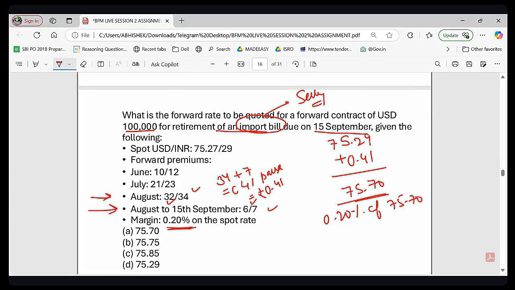Answer is C. So margin is to be added. Very good. Margin is to be added, right? Because it is an import bill. And what is 0.20% of 75.70? Please tell, what is 0.20% of 75.70?